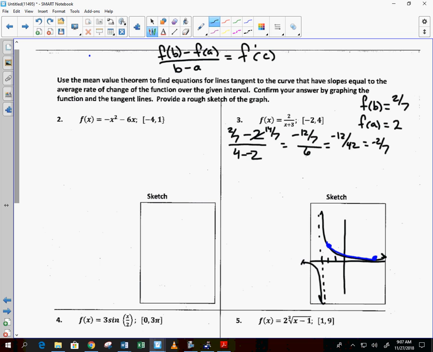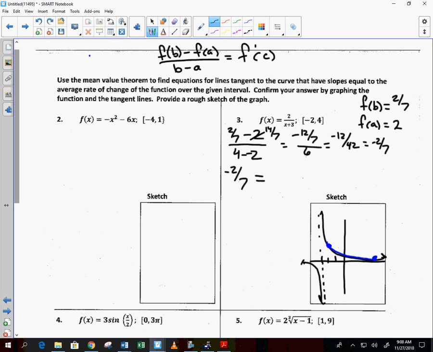So what the heck do I do now? Why do I take the derivative? Because it says f prime of c. We'll take the derivative and we'll use that to find c. So negative 2/7, that's the left side, the f of b minus f of a over b minus a, is equal to, I have to take the derivative. The derivative of 2 over x plus 3.